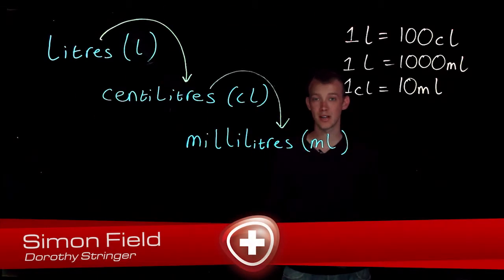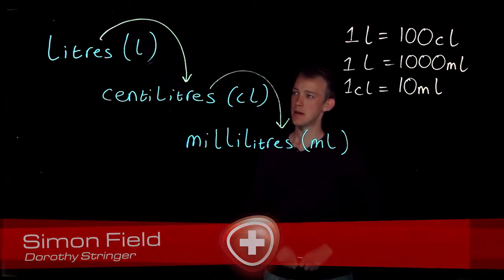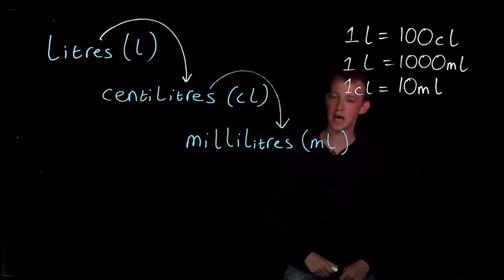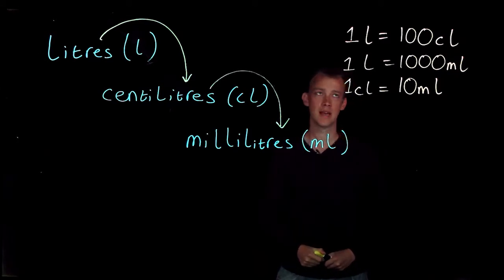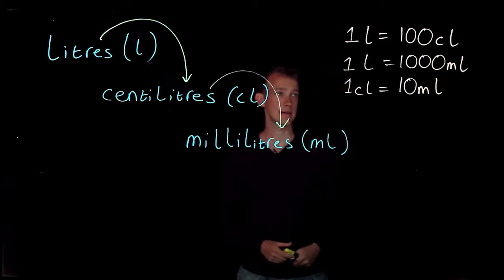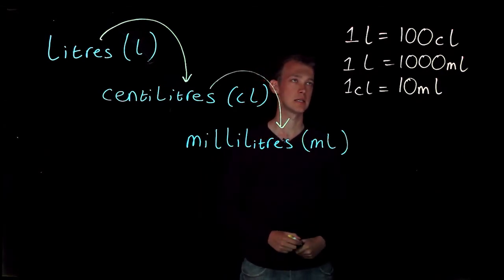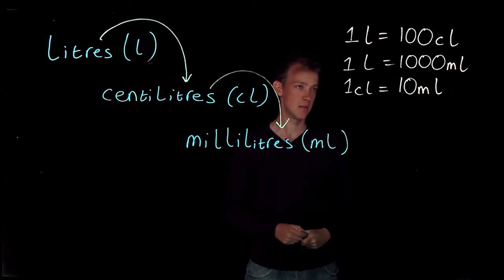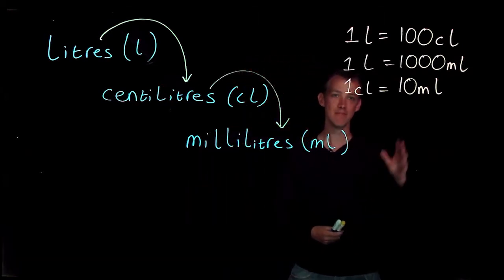In this video, we're going to be looking at converting units of volume of liquids from litres to centilitres, centilitres to millilitres, and I've put the abbreviations of these units on the board here. I've also got in pink my facts that I need to remember. 1 litre is 100 centilitres. 1 litre is also 1,000 millilitres, just as 1 metre is 1,000 millimetres. And 1 centilitre is equal to 10 millilitres.